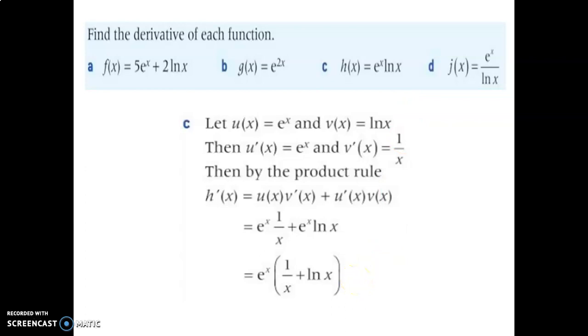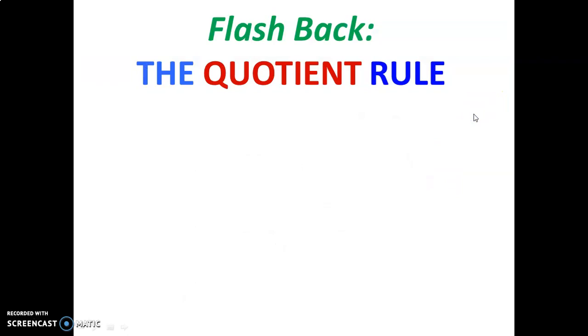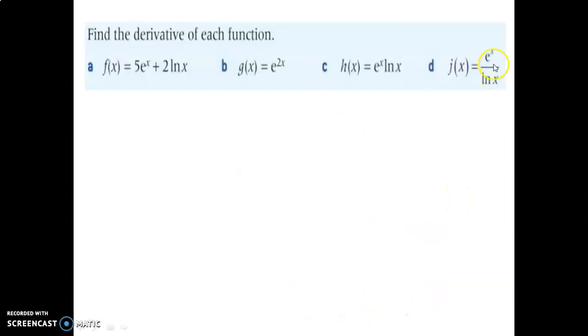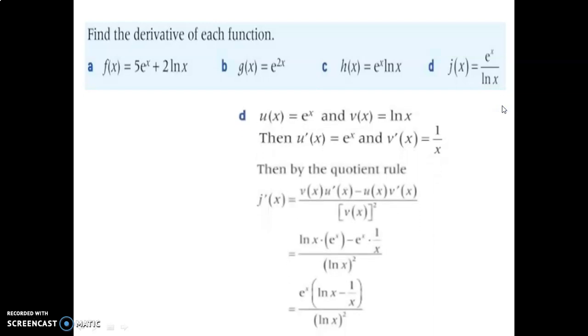Finally, D. In D, we need to remember the quotient rule. The quotient rule is even bigger than the product rule. There it is. Remind yourself of that. And now try the quotient rule in D. Check your work there. A little bit more complex now for sure, but you're using the basic ideas of derivatives of e to the x and ln x.